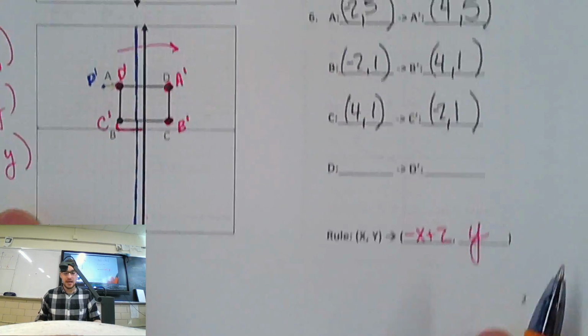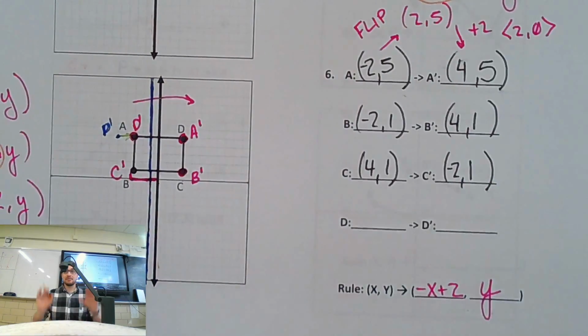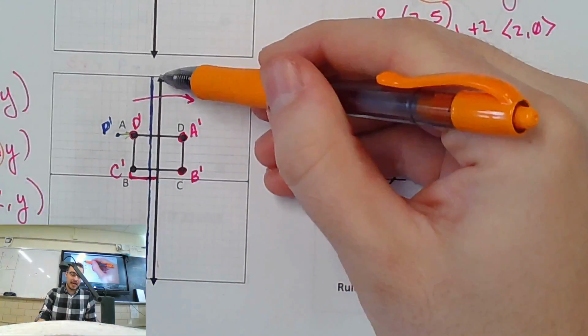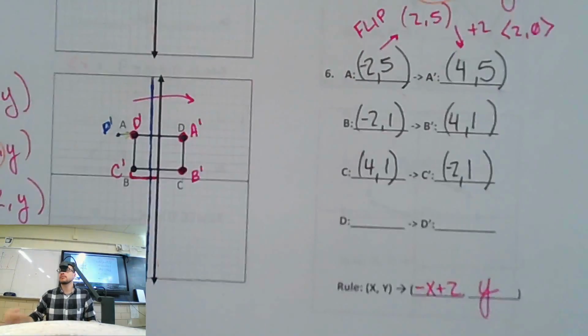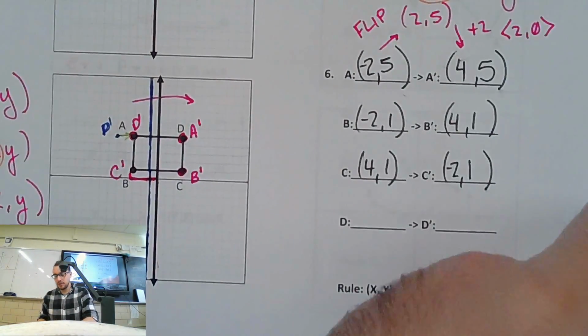All right. That's reflections. You're going to have negation going on. You might have a little bit of a slide going on as well if the axis isn't the line of reflection. Let's turn the page.